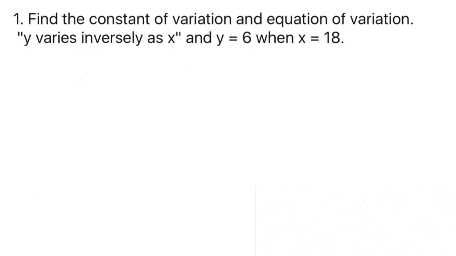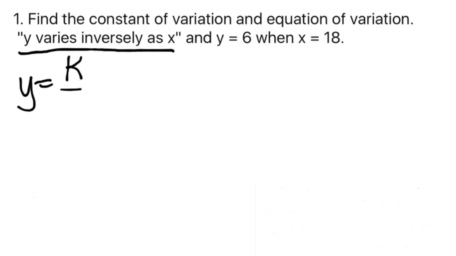Okay, so let us have this first example. Find the constant of variation and equation of variation given y varies inversely as x and y equals 6 when x equals 18. So the first step that we are going to do is to translate this statement, y varies inversely as x. So if we are going to translate that mathematically, that would be y equals k over x.